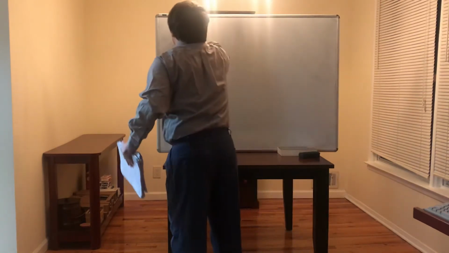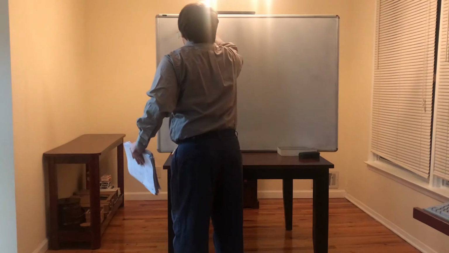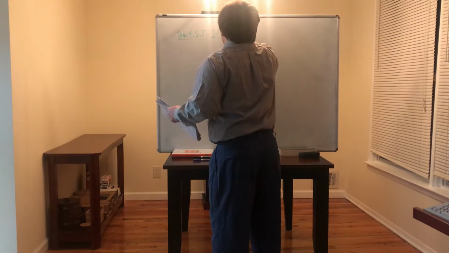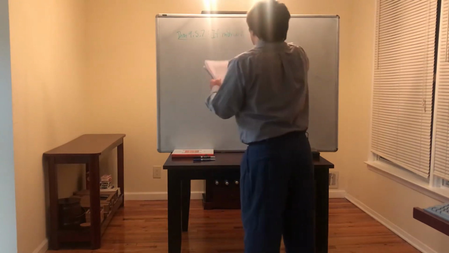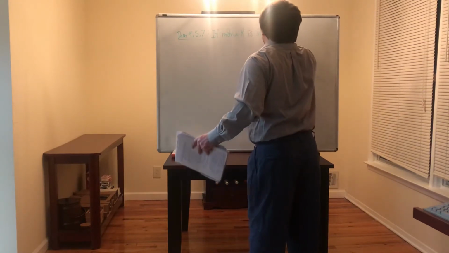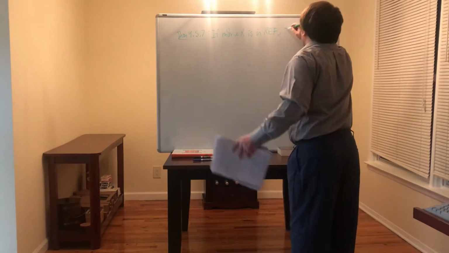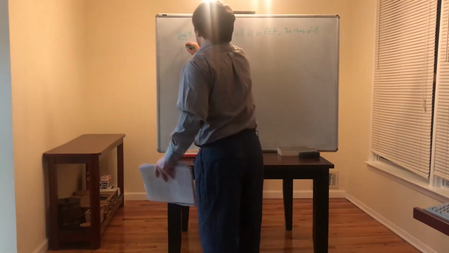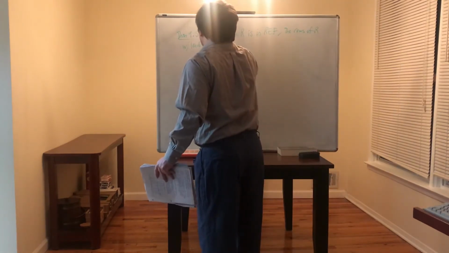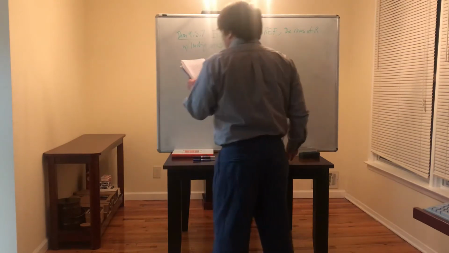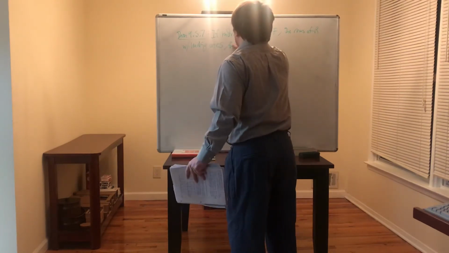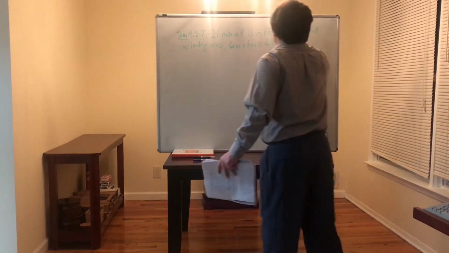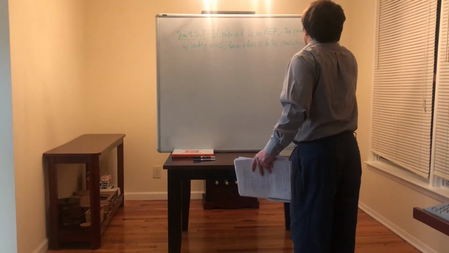Theorem 4.5.7. If a matrix R is in row echelon form, then the rows of R with leading ones, those are the non-zero rows, form a basis for the row space of capital R.